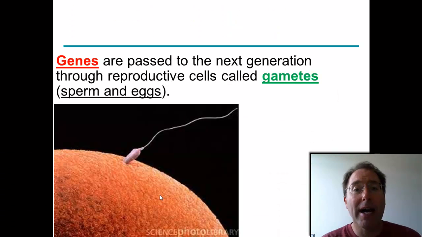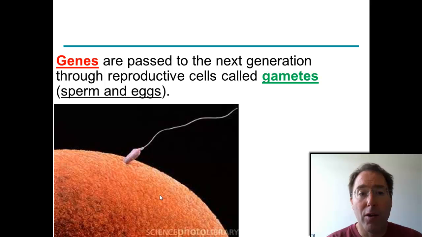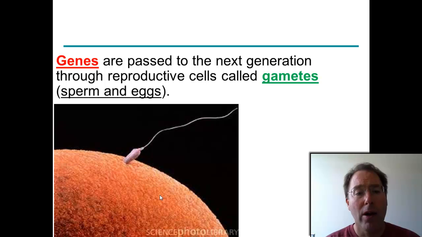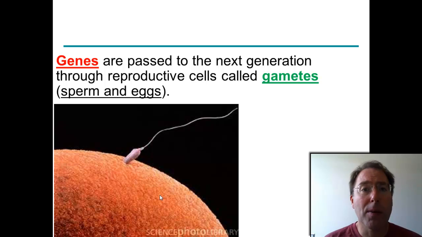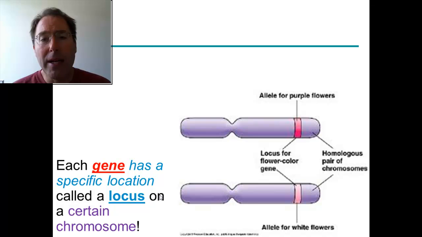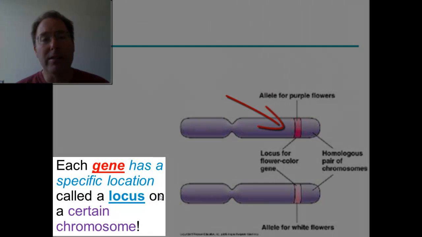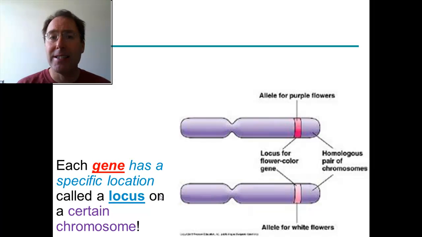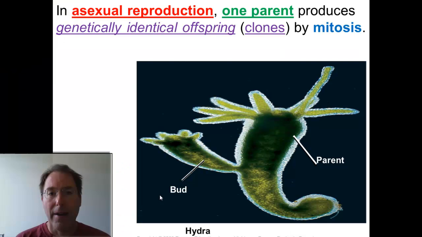Now these genes are passed on to the next generation through reproductive cells called gametes. Gametes is another vocabulary word that you need to know. You can see here an egg with a sperm penetrating it. Each gene is very specific as to where it is. My gene for eye color is going to be on a certain chromosome, and it's going to be in the same exact spot as your gene for eye color. So in humans, the specificity of gene location is conserved, which just means it's the same for all of us, or none of this would work.